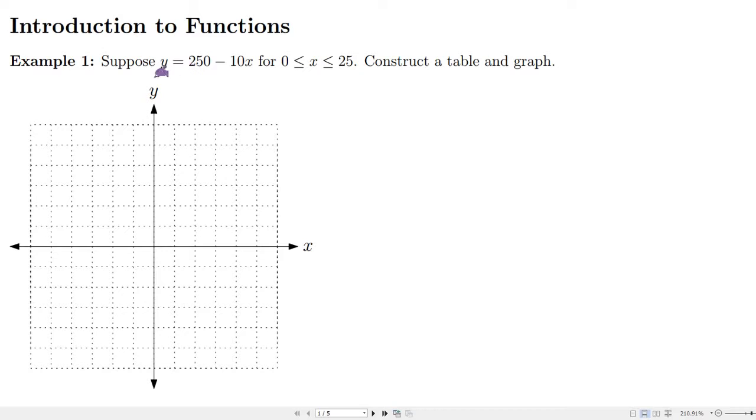One way to rewrite this as a function is just f of x is equal to 250 minus 10x. So you should really think of a function as a rule where you're going to take these x values and get an output. So the x in this situation is like your input, and you're going to get a unique output.